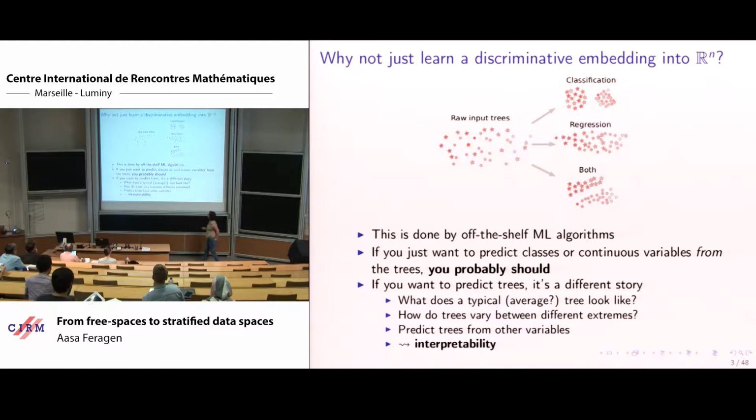So what you really gain from studying trees within a domain of trees is interpretability. You can go back and understand what was it that caused something to happen in your model. And in medical imaging, which is what we do in our group, that's very important.